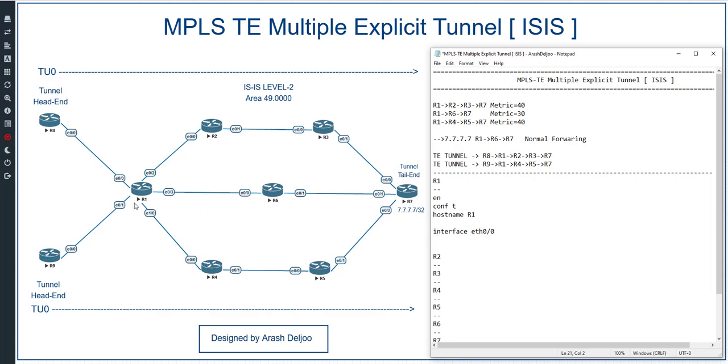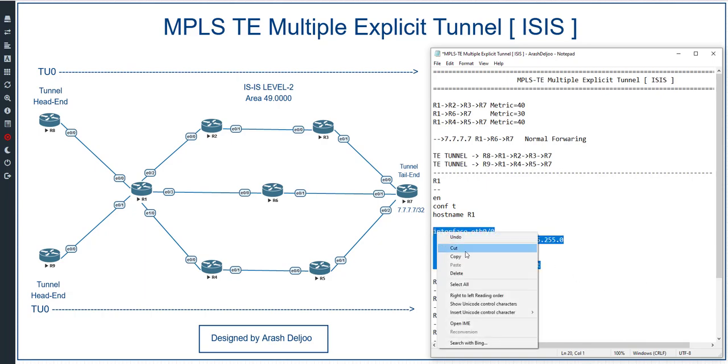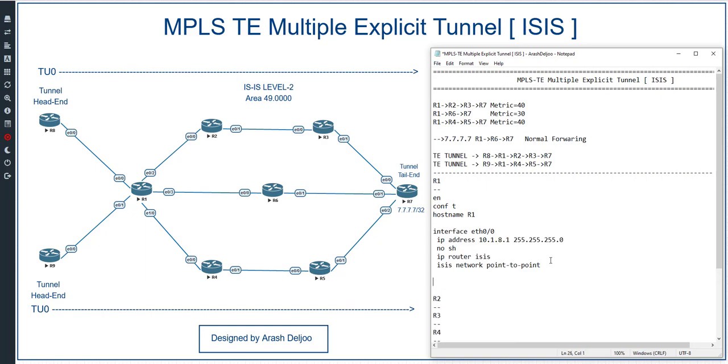Interface ETH0/0, this is this interface. We can configure the IP address as 10.1.81.1, because this interface is between router 1 and router 8, 255.255.255.0, and no shutdown. You know that in this scenario we are using ISIS. Because of that, let me configure ip router isis, then isis network point-to-point. That's it. And then we can copy the configuration of ETH0/0 5 times, because we have 5 interfaces.